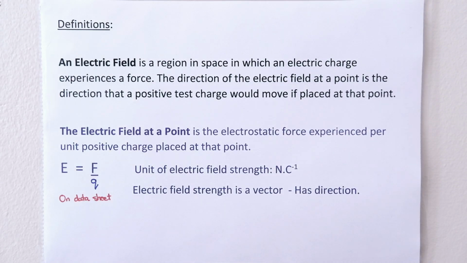We are now going to look at two important definitions in this chapter. The first one is the definition of an electric field. An electric field is a region in space in which an electric charge experiences a force. The direction of the electric field at a point is the direction that a positive test charge would move if placed at that point. So a charged object has a field around it, so a little test charge would experience a force in that area. I'm going to go through that when we look at the electric field drawings.